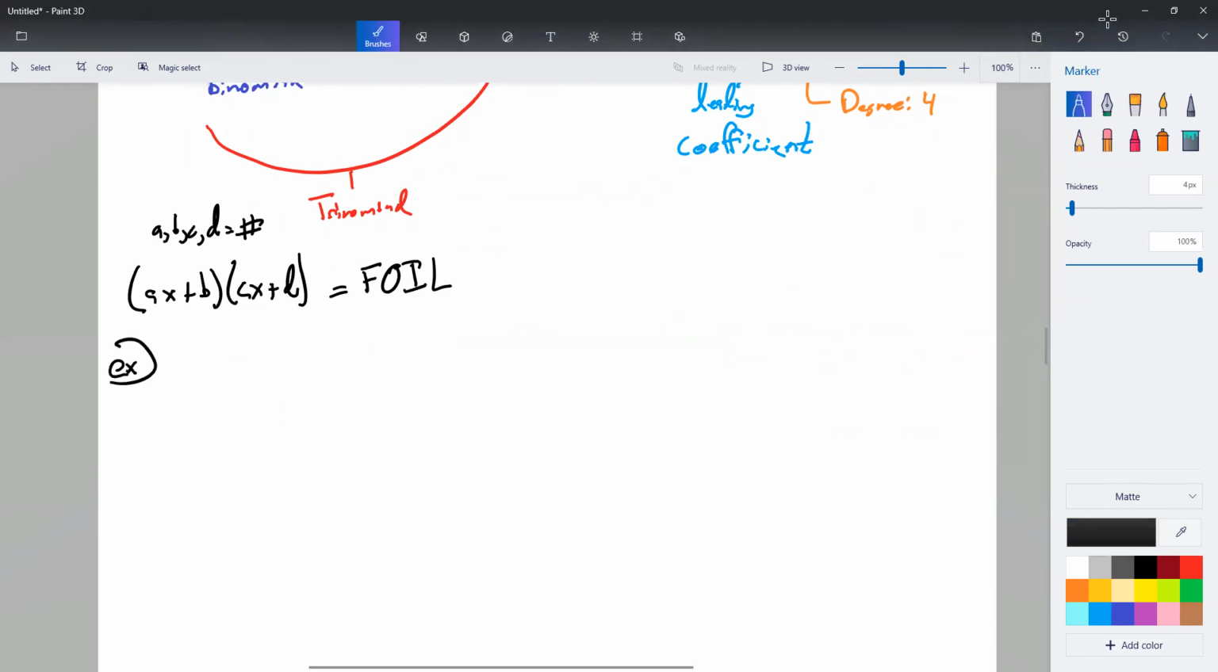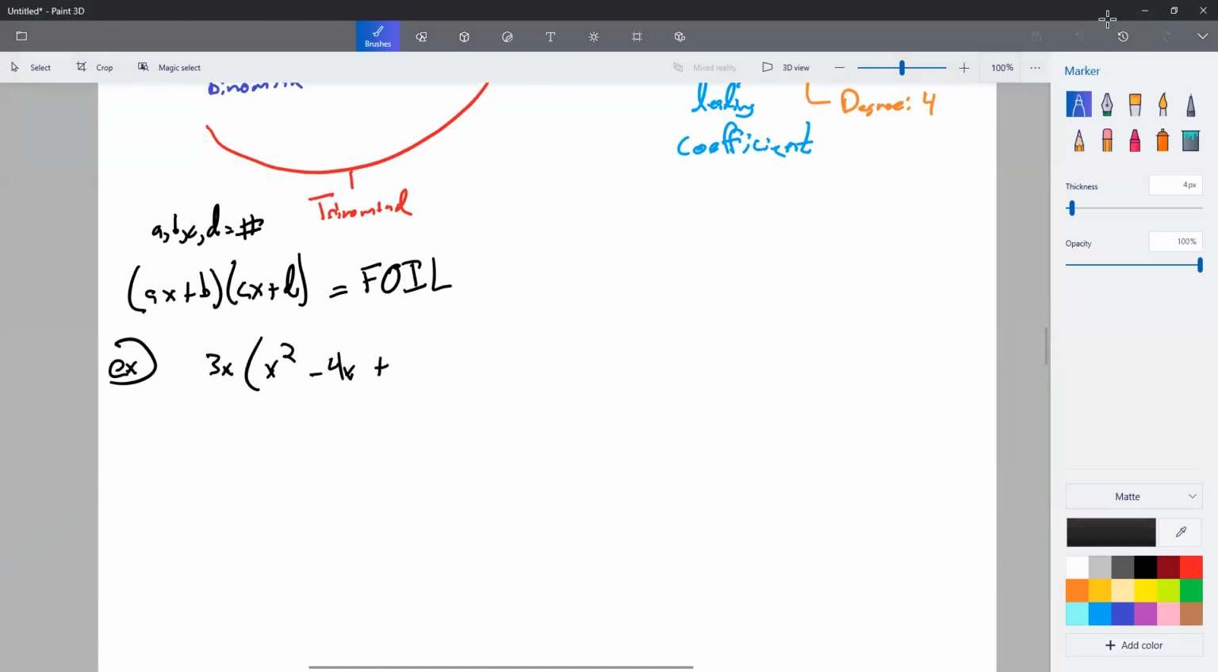Just for some examples, let's do 3x times the quantity of x squared. And when I say the quantity of, I mean the chunk inside parentheses that you should treat as one giant term. But anyways, 3x times the quantity of x squared minus 4x plus 1. The way we do it, we want to multiply this 3x on each one of these terms separately.